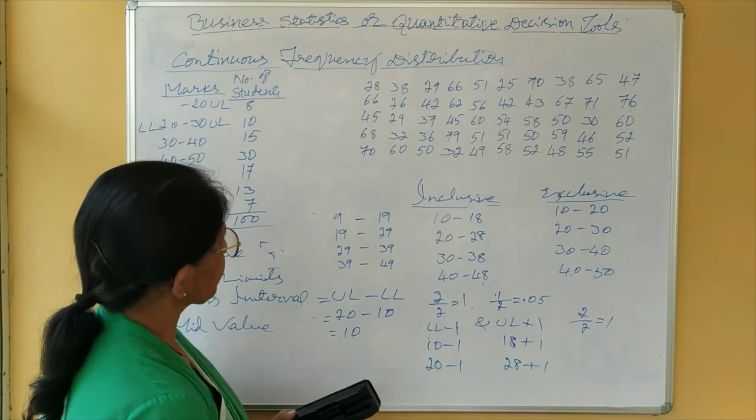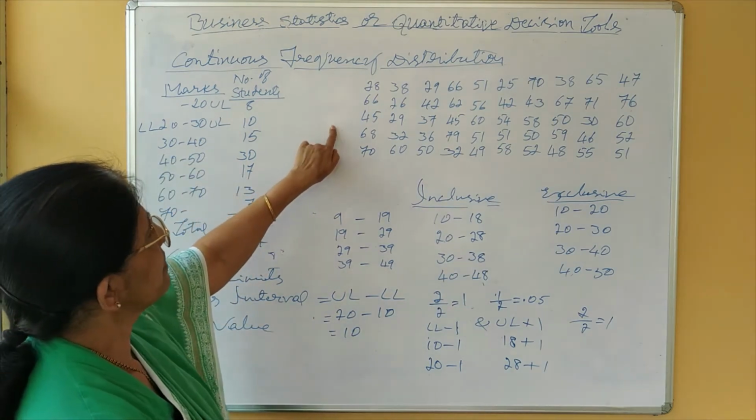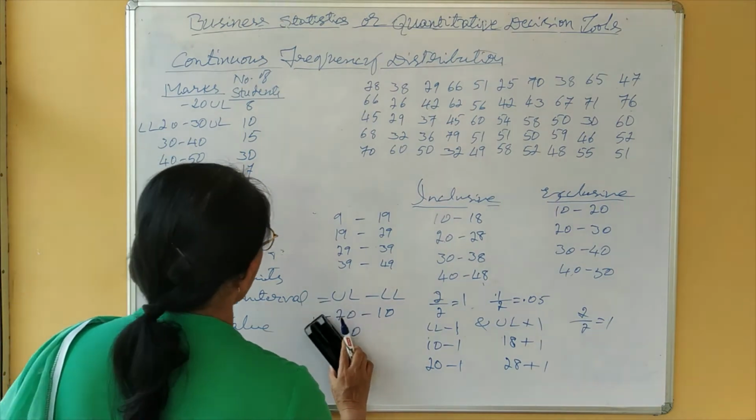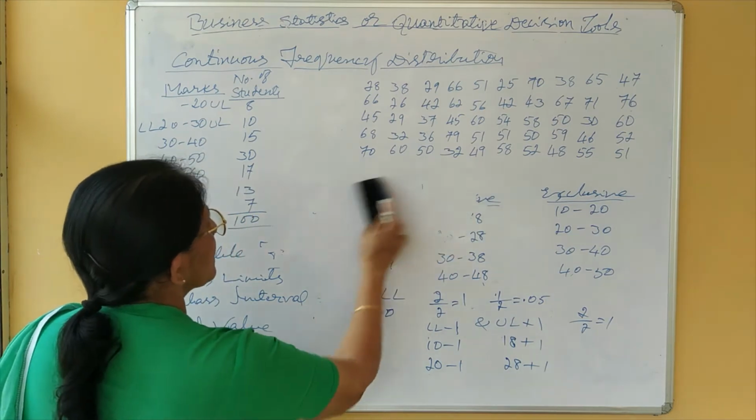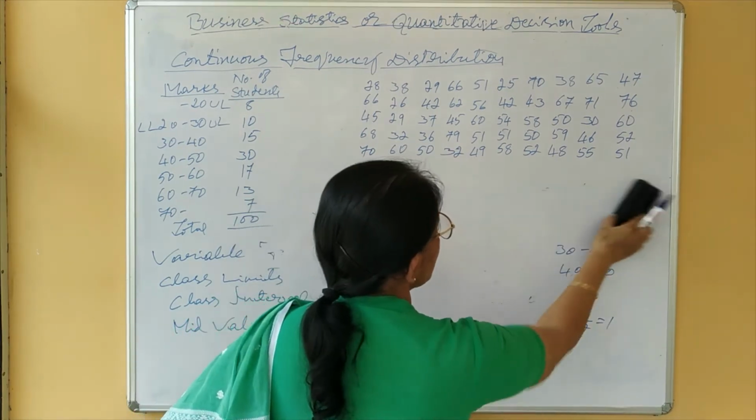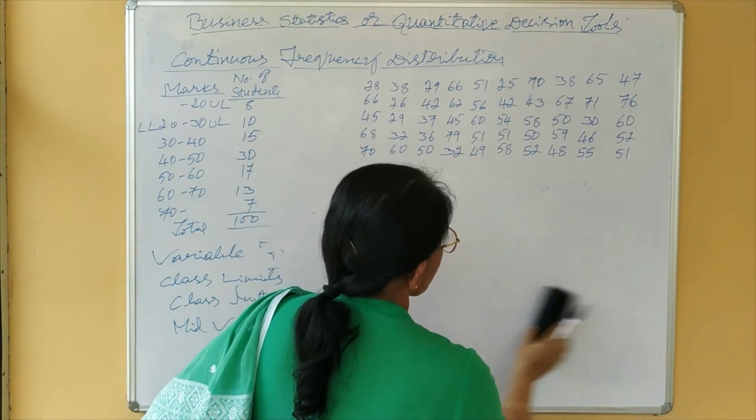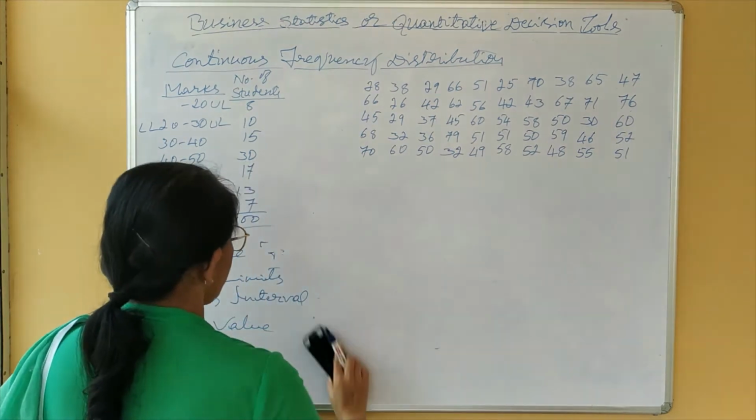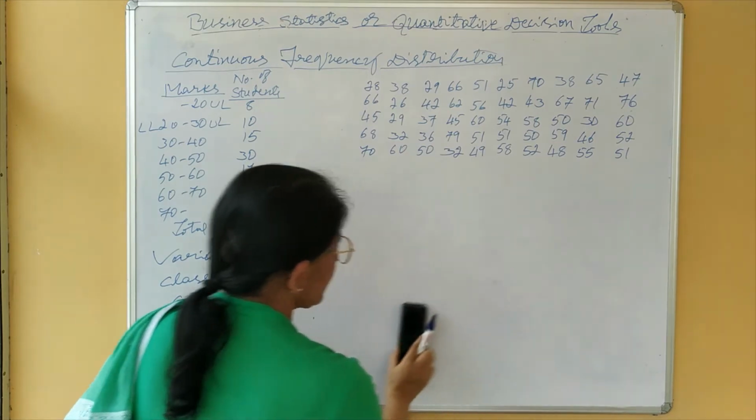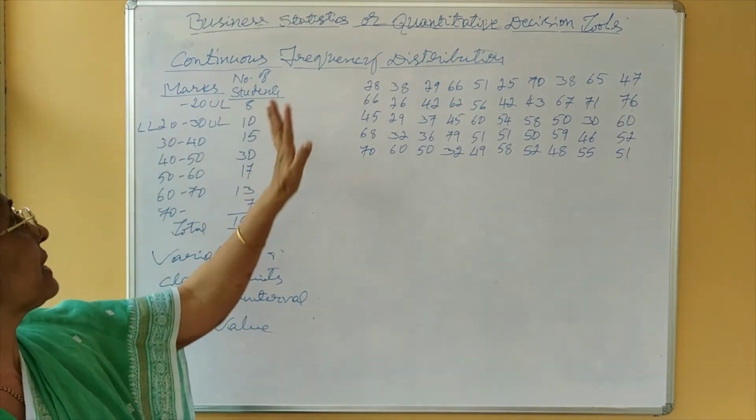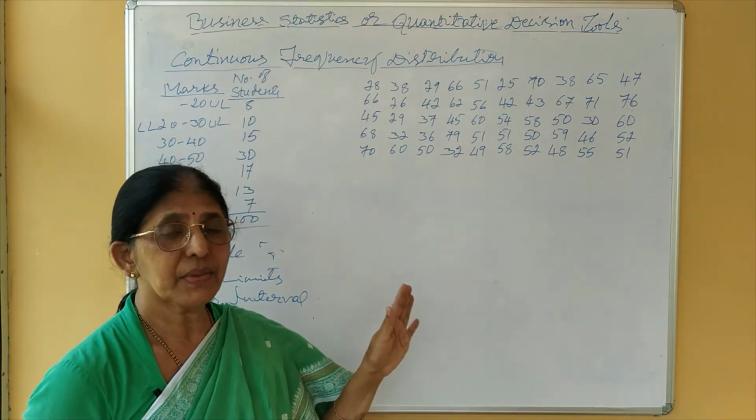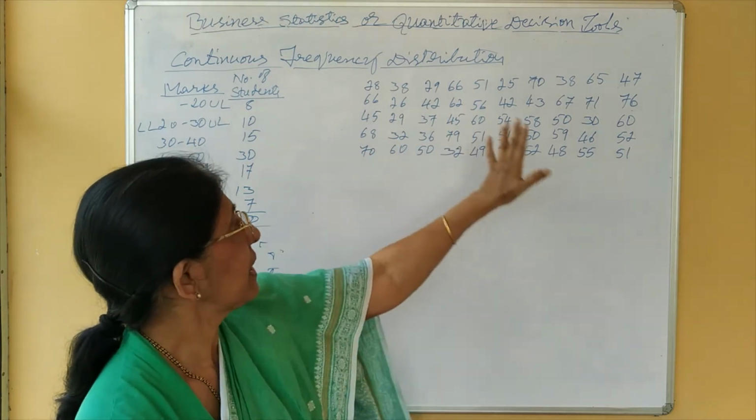Okay. Now, let us take the problem. Formation of continuous frequency distribution table. Now, here you are given the problem. This data is about the marks scored by 50 students. Now you have to form the continuous frequency distribution table. Here I have given the heading continuous frequency distribution for your reference. As I have told you, in the examination it will not be given like that, just this data will be given.